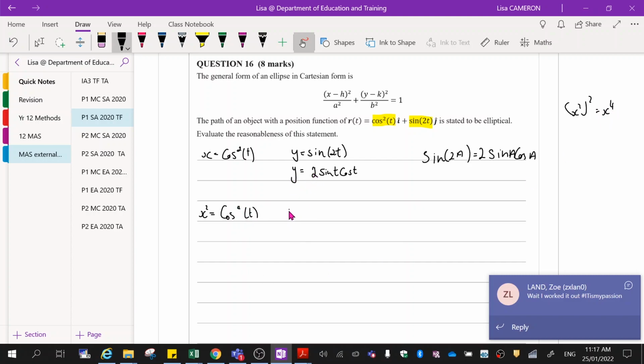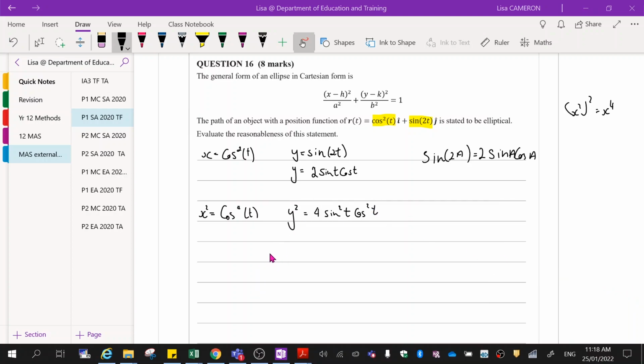Now, when I square this one, y squared, it's going to square each term inside of the bracket. So this will be squared, and this will be squared. 2 squared is 4, sine squared t cos squared t. Okay, so now we've got that looking pretty nice.